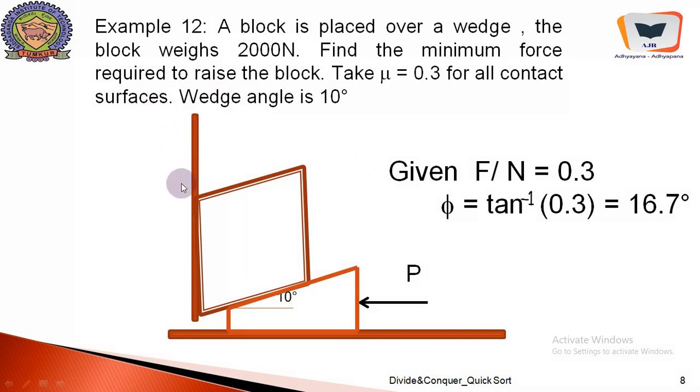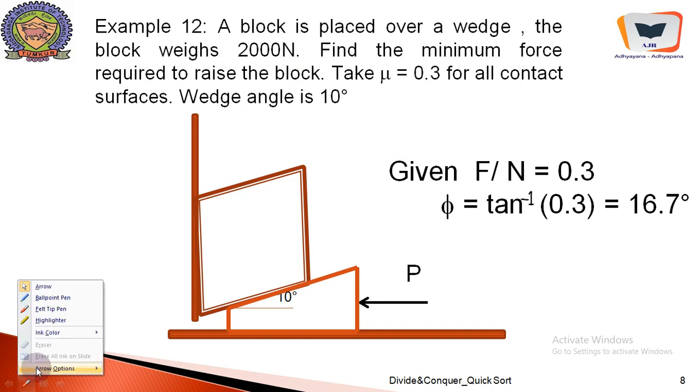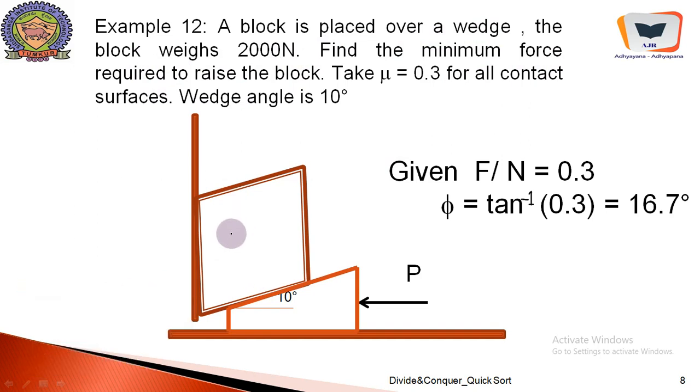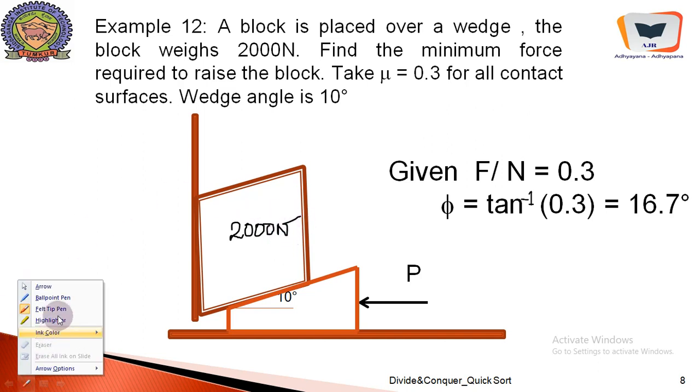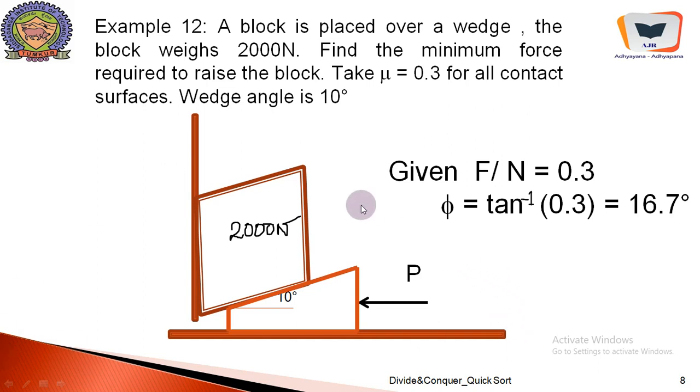And here we will go with example 12, and thus far we have covered 11 examples, including friction problems on plane surfaces and friction problems on inclined surfaces. And here is the problem. A block is placed over the wedge. The block weighs 2000 Newton, a huge weight. The question is, find the minimum force that is required to raise the block. Take mu equal to 0.3 for all contact surfaces.